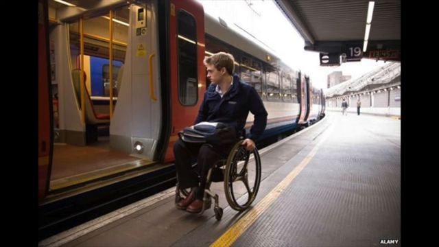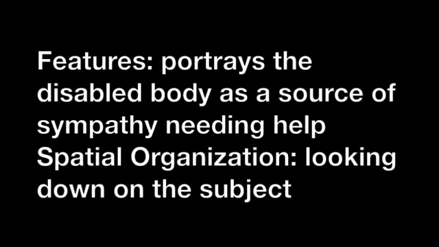Okay, so let's move on to, what was it again? The centennial? Ugh, no, the sentimental. Oh, okay. Yeah. Anyways, the feature for this element is the disabled body as a source of sympathy needing help, which gives the viewer a sense of power. Okay, so let me try to get this spatial organization. The viewer is looking down upon the subject, kind of giving them a feeling of dominance.